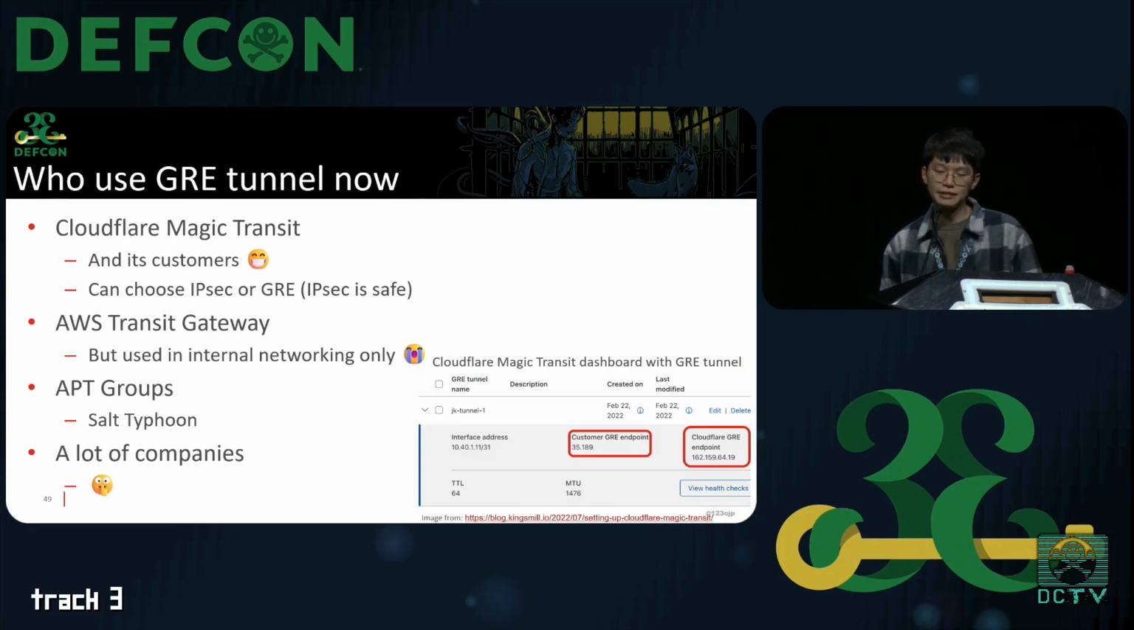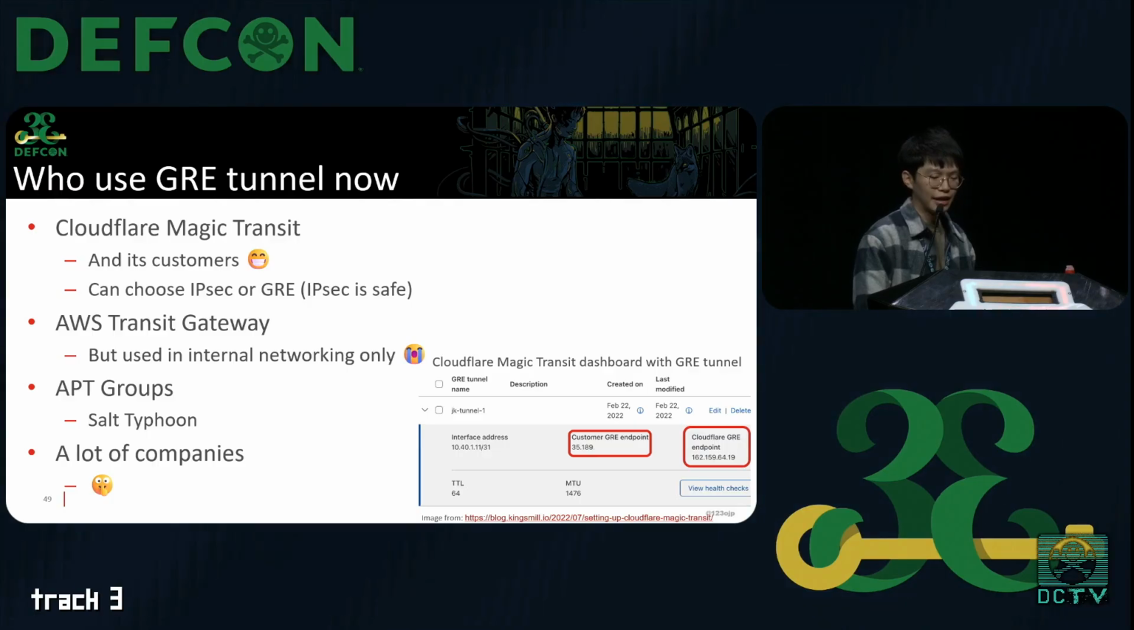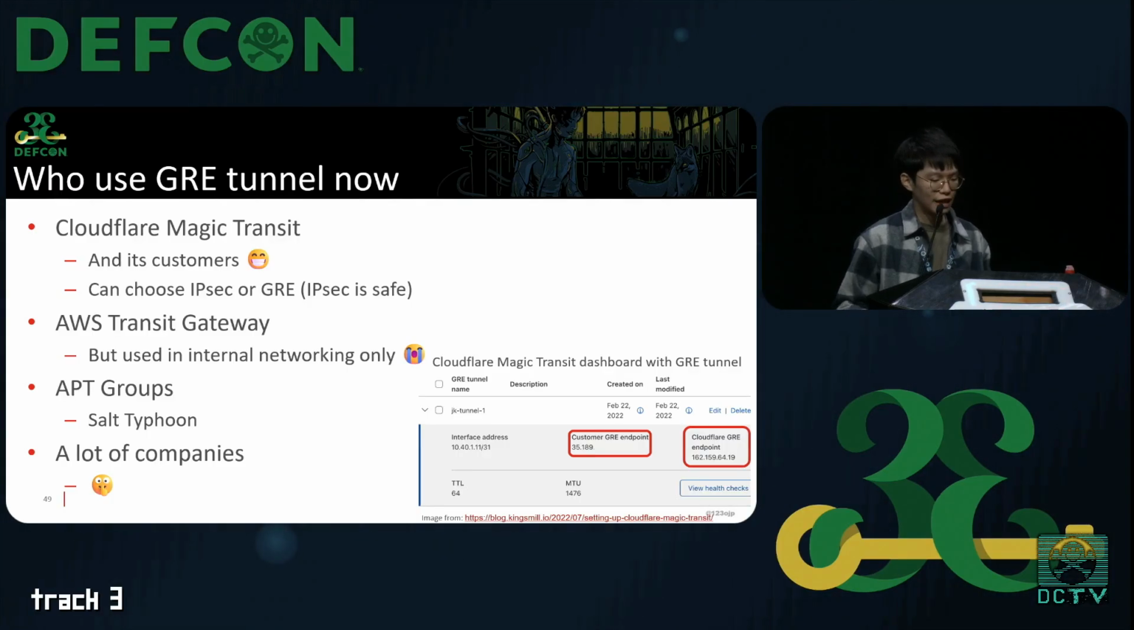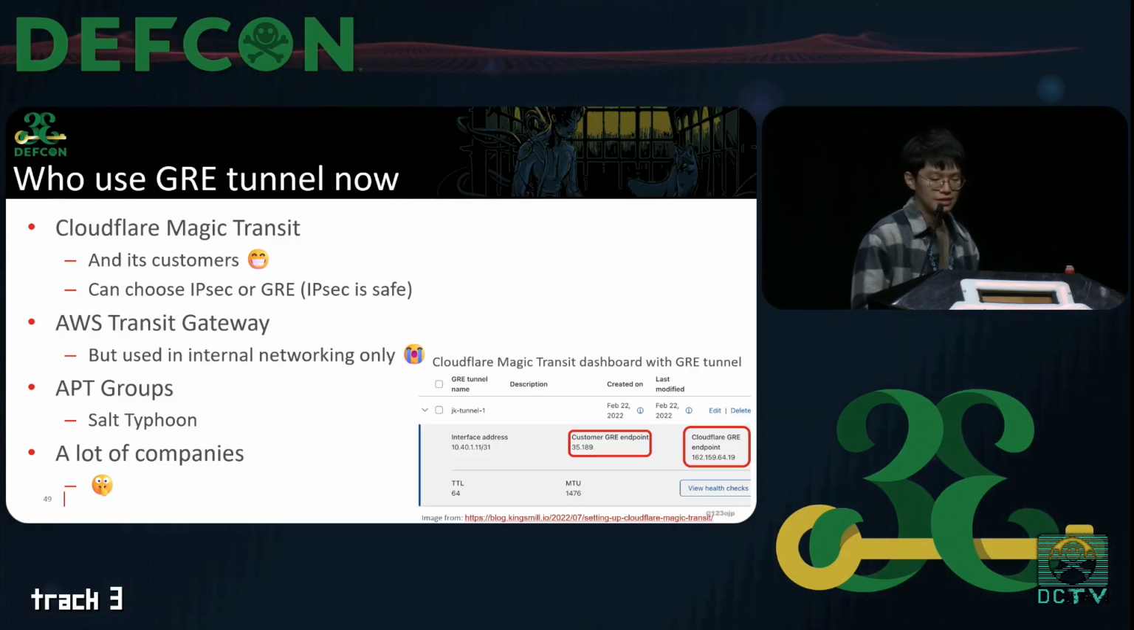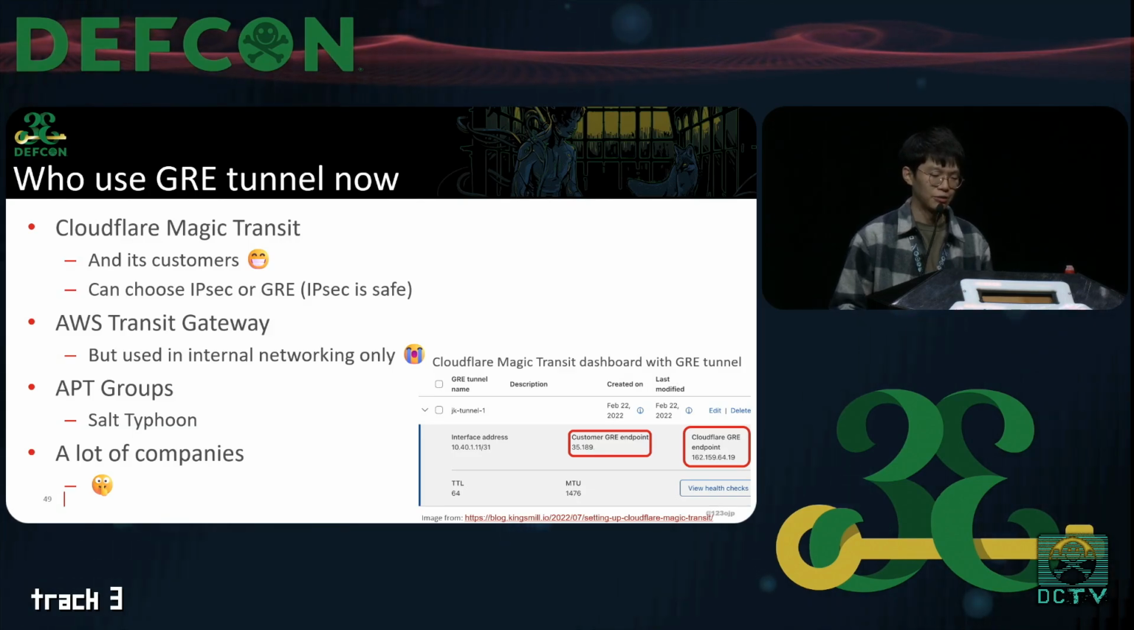Nowadays, there are still a lot of companies that use GRE, like Cloudflare Magic Transit and its customers. They can choose between IPsec or GRE, and IPsec is safer. And AWS Transit Gateway also supports GRE tunnels, but sadly, it's used for internal networking only. Also, Security Week reports that APT groups like Salt Typhoon create GRE tunnels to collect traffic from compromised devices. Lastly, a lot of companies also use GRE tunnels, but we don't know.